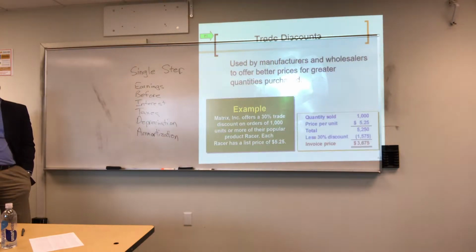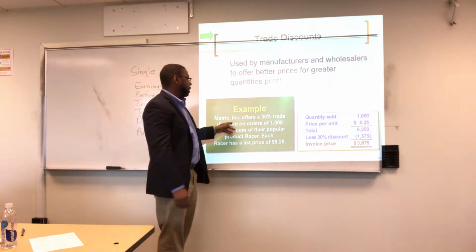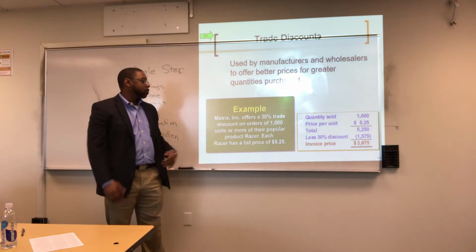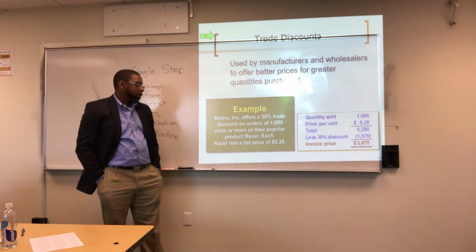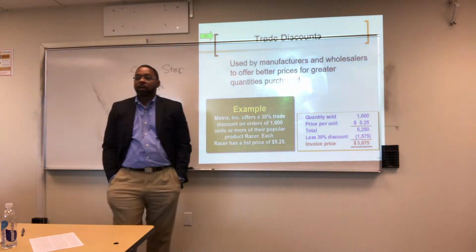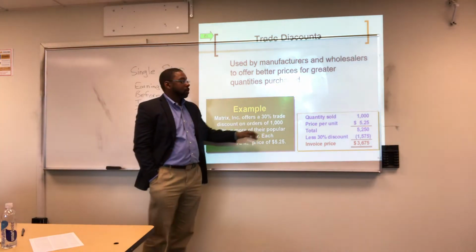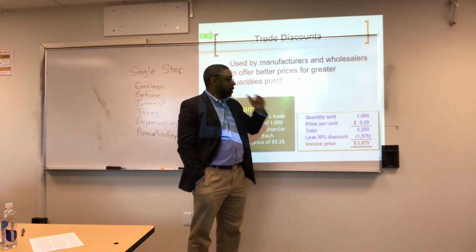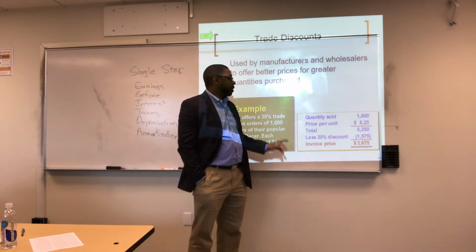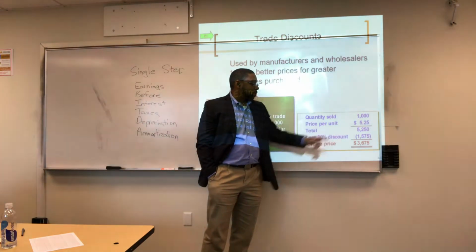Now, trade discounts. This is how it works. Let's say Matrix Inc. offers a 30% trade discount for orders of 1,000 units or more, right? The erasers are $5.25 a piece. So the company decides they want to take advantage of the discount. So we'll purchase 1,000. We take 1,000 times $5.25, you get $5,250. The discount is 30%, so 30% of $5,250 is $1,575.